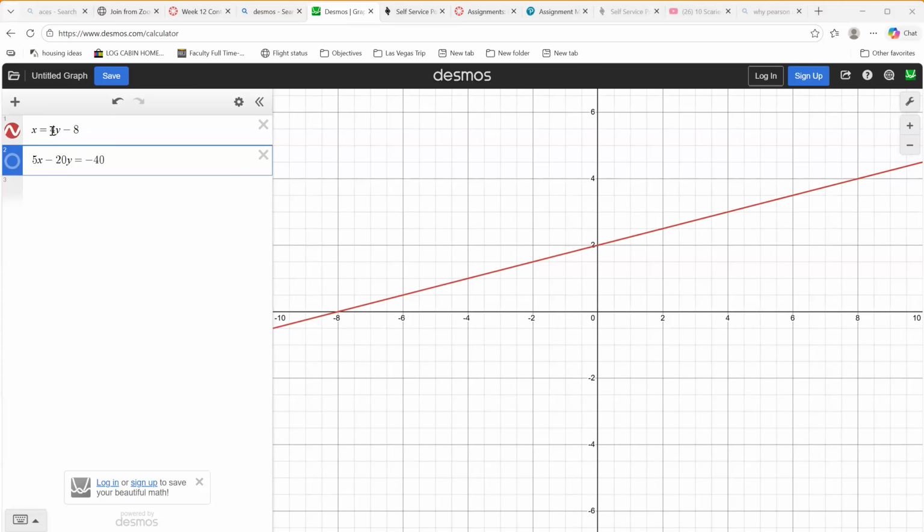So here, this is x = 4y - 8. Before, we rewrote the line, and if I turn on 5x - 20y = -40, we see that they sit on the same spot. So all solutions to the line are solutions to the system. Basically, our system of equations is really just a line.